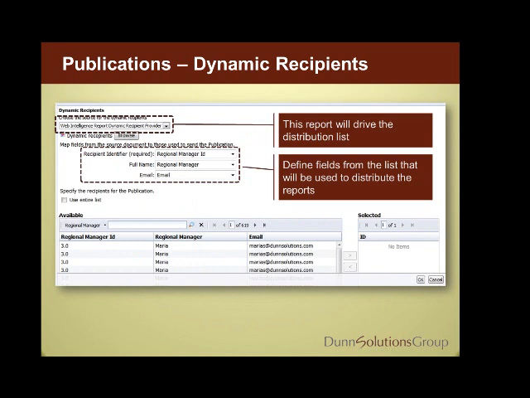Okay, the more exciting one, and the one that we have the most fun with, is dynamic recipients. Dynamic recipients basically means I'm going to use a result set generated by a query in one report to determine who I'm going to send this publication to. So the first thing we do with dynamic recipients is identify a report that's going to contain the folks that I want to send this publication to.